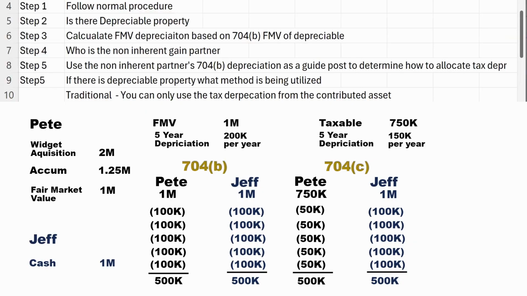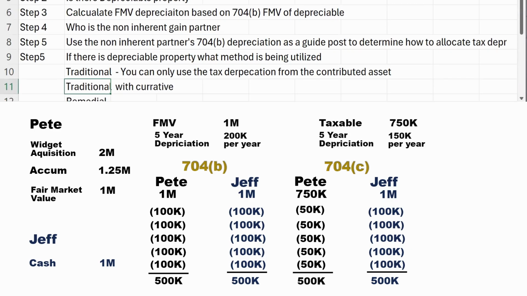Is there depreciable property? Yes. Calculate the fair market value depreciation: 100,000 to each partner each year. Who's the non-inherent gain partner? Jeff. Use the non-inherent gain partner's 704B depreciation as a guidepost to determine how much tax depreciation to allocate, which is 100,000 to Jeff.